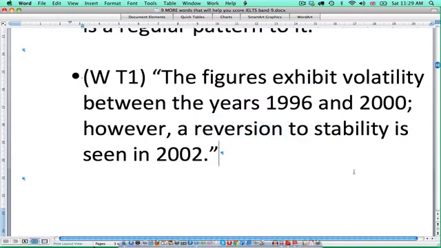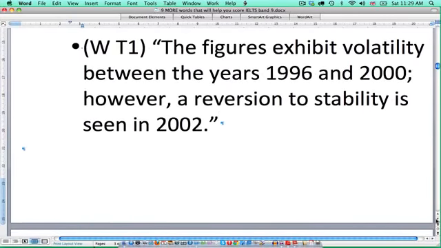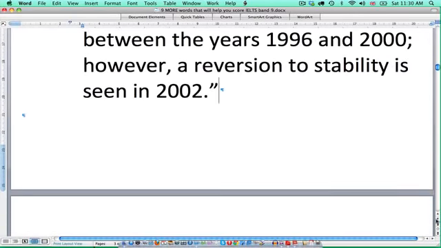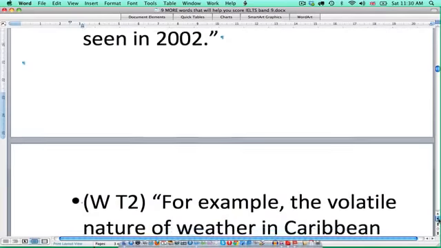Okay. We can also use the word volatile in our task 2. And you may recall that recently there was a question that was asking about tourism and whether it is important for countries that depend predominantly on tourism to develop other industries, maybe to stabilize their economies. That was the essay question.